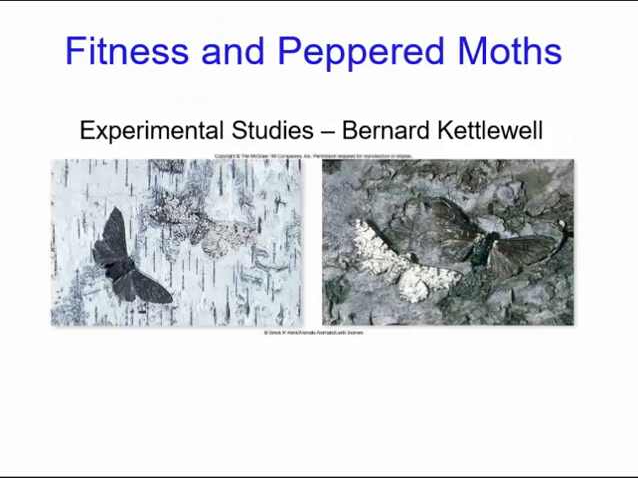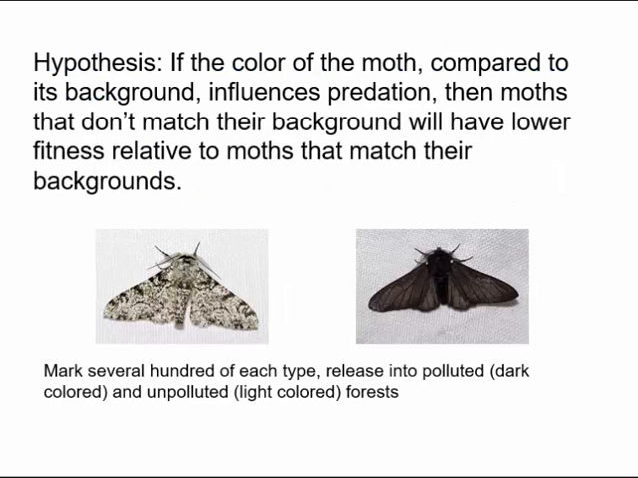All right, so let's loop back to our moths here and look at how we might measure relative fitness. We're going to take some experimental studies by Bernard Kettlewell, and we can put this in the context of a hypothesis. If the color of the moth compared to its background influences predation, which we think is what's happening, but we need to test this, then if a moth doesn't match its background, it should have lower relative fitness than those that do match their background. So we're making a comparison. That's really important. We're comparing two different phenotypes here.